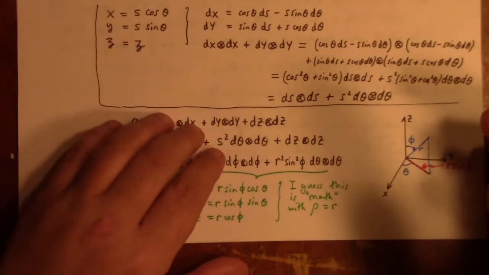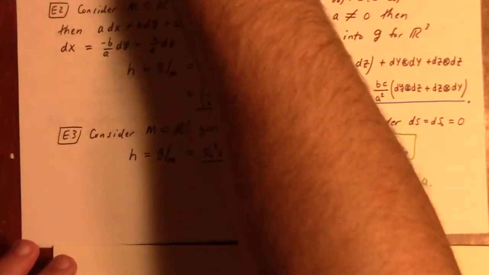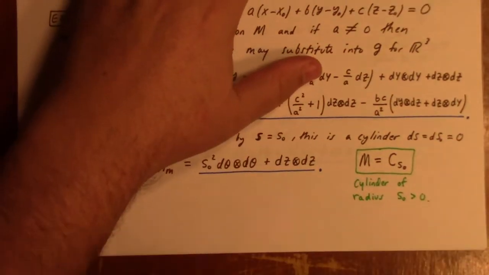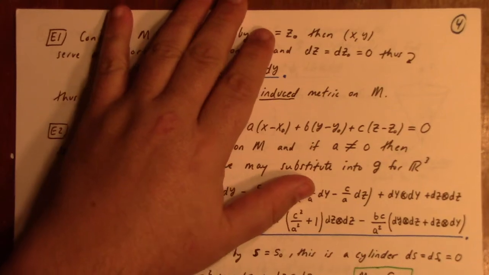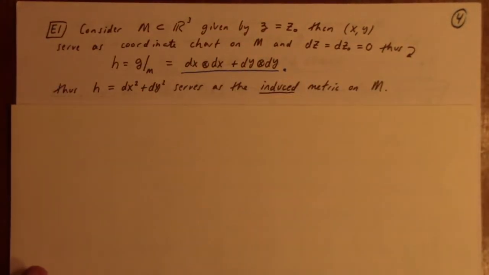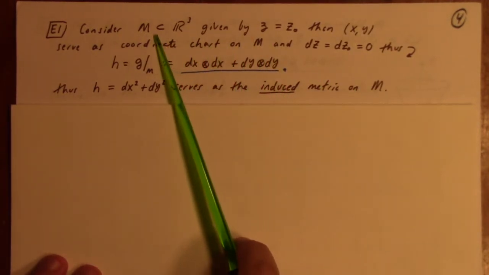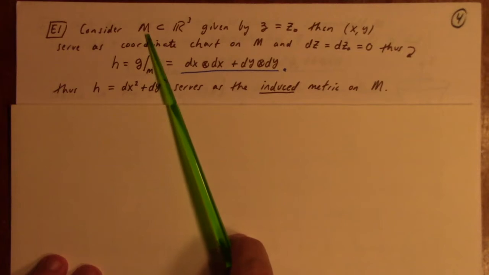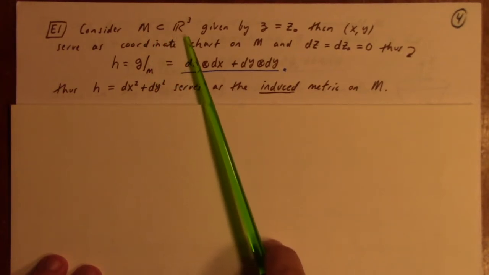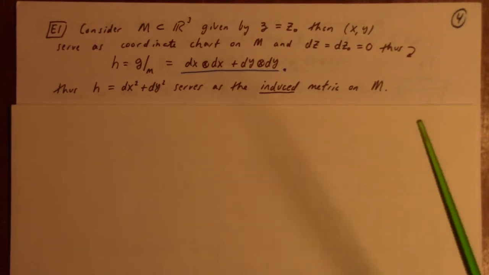So we can use these to build metrics on submanifolds. Let me show you how. It's really pretty simple. You really just substitute, more or less. Like here's one. If I'm looking at the two-dimensional submanifold of R3 given by z equals z naught, so I might call this a horizontal plane.